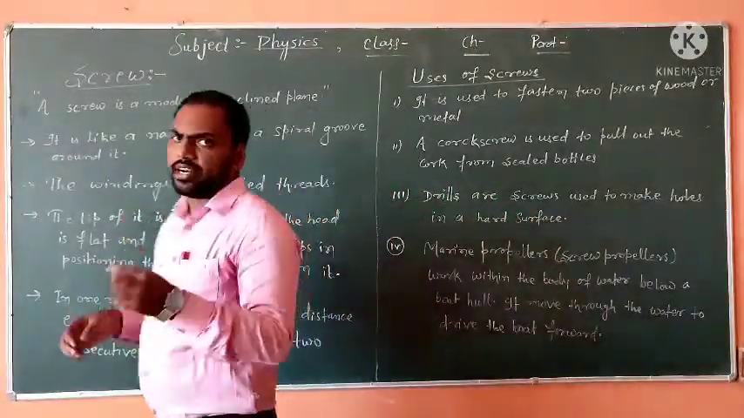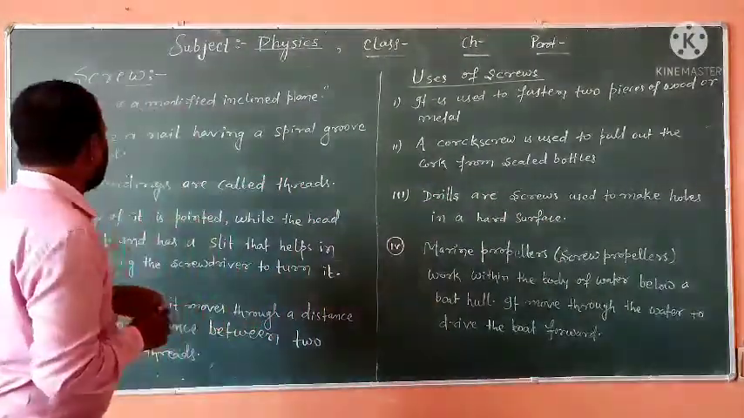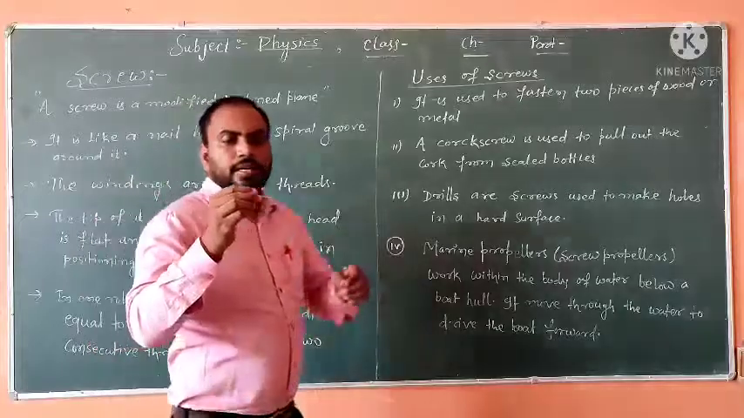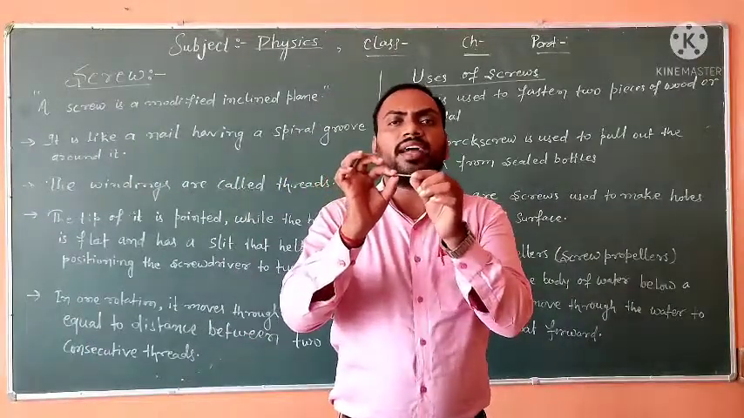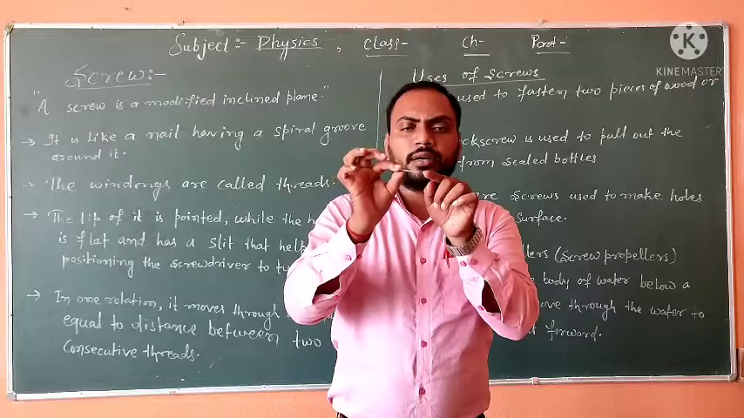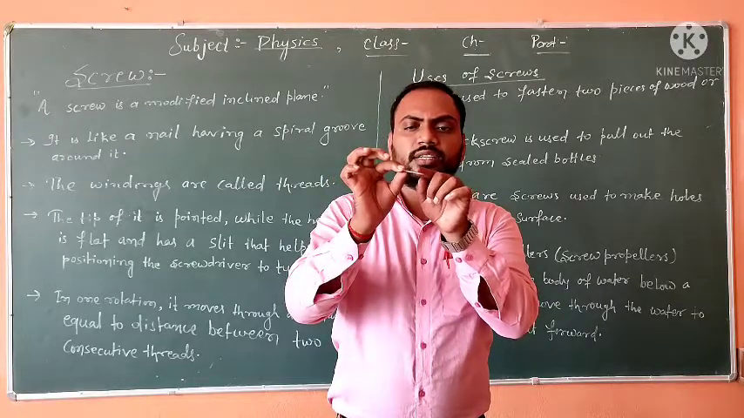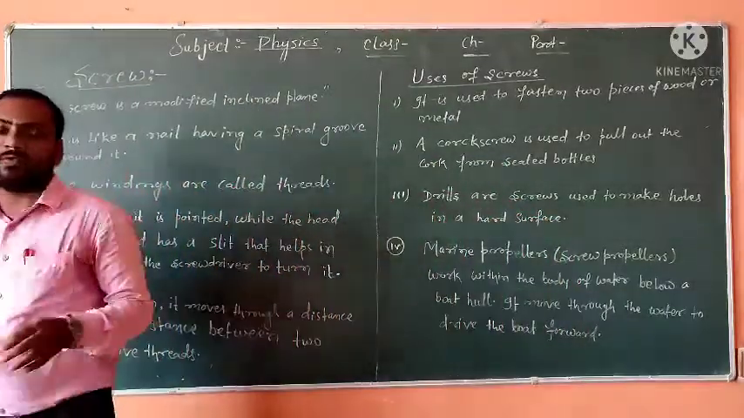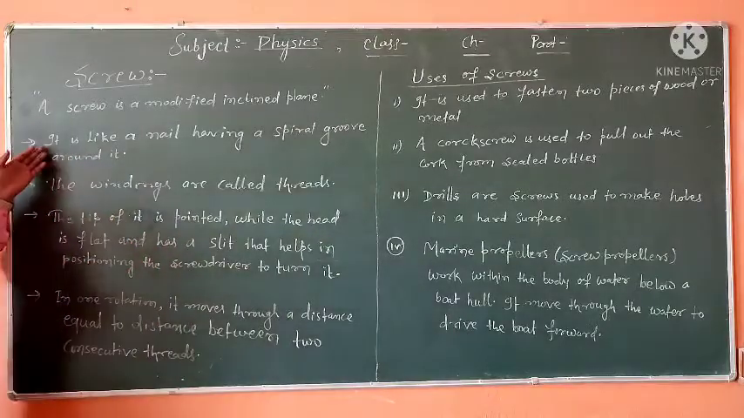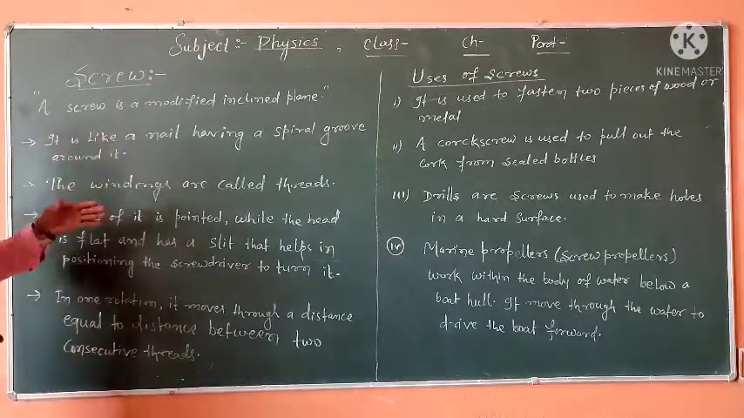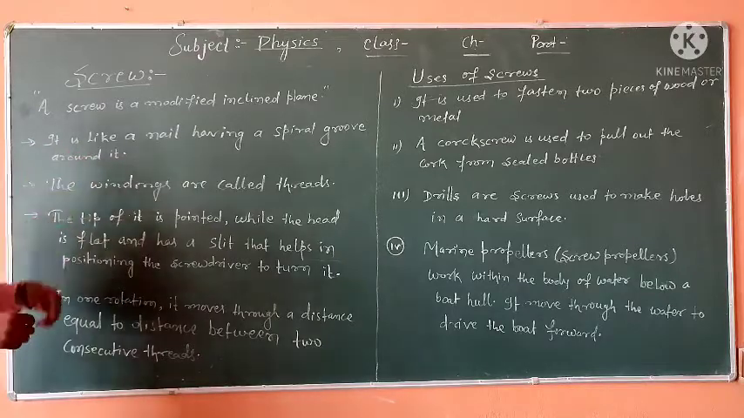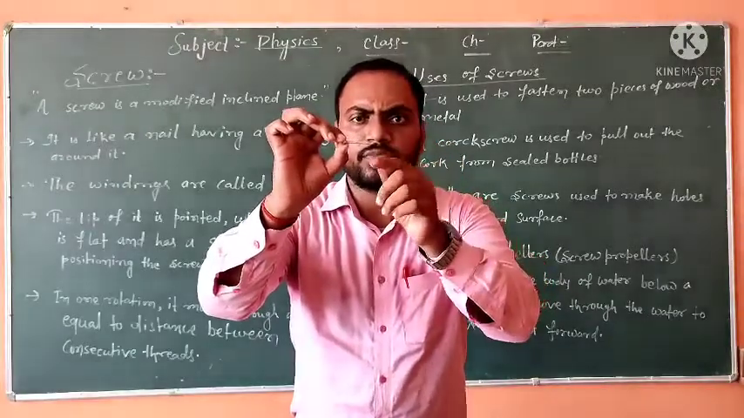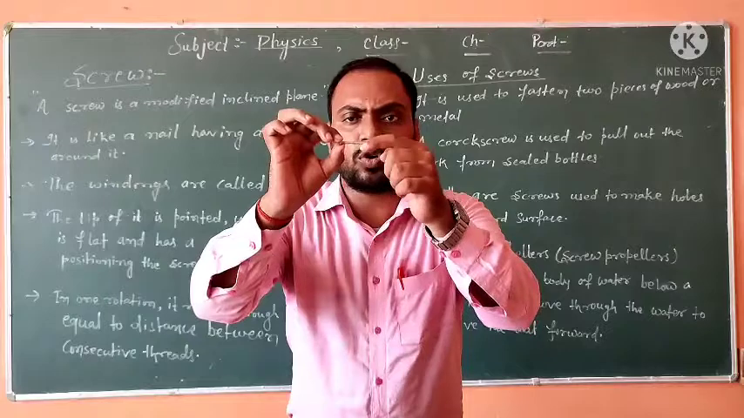So here we will understand how it is made. Basically, a screw is a modified inclined plane. You must understand it: from this point there is an increase in its height. That's why it is called a modified inclined plane. It is like a nail having a spiral groove around it. Dear, understand, this is the clear picture. It is a spiral groove on it.